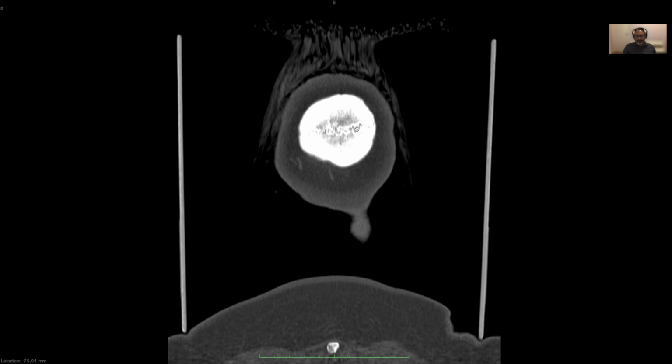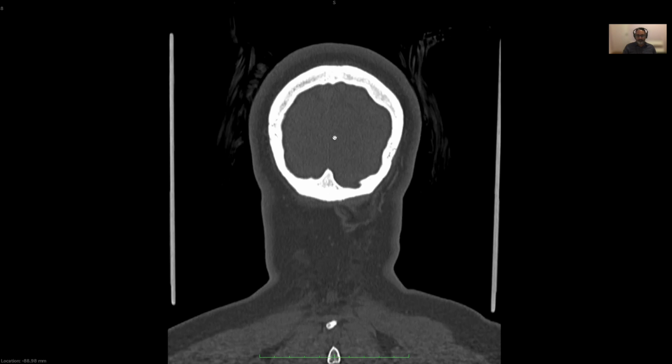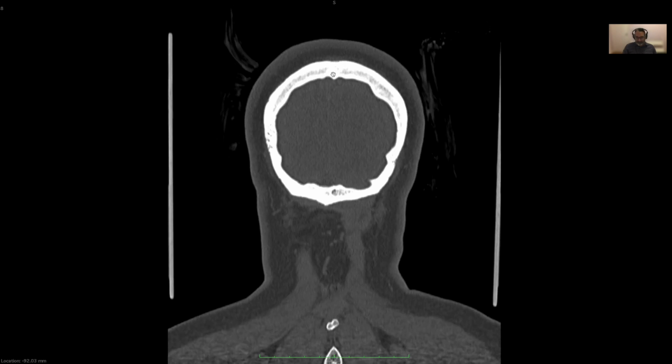And so that is the lambdoid suture. Above here are your parietal bones and below is the occipital bone. Now, as we come forward, you will see the occipital lobe. You can see the sagittal suture there. So these two are your parietal bones.